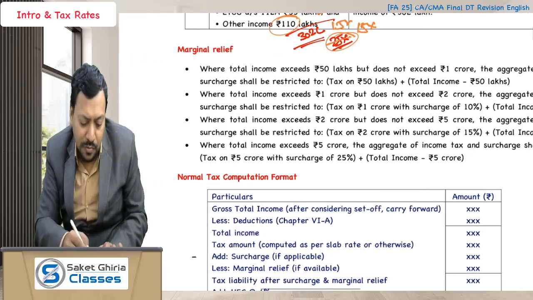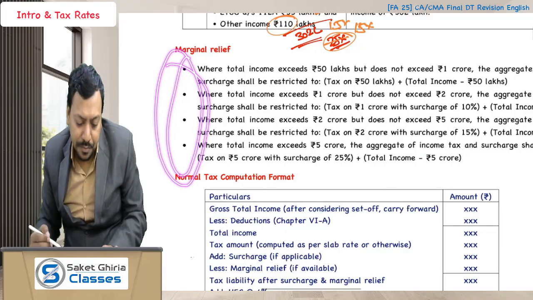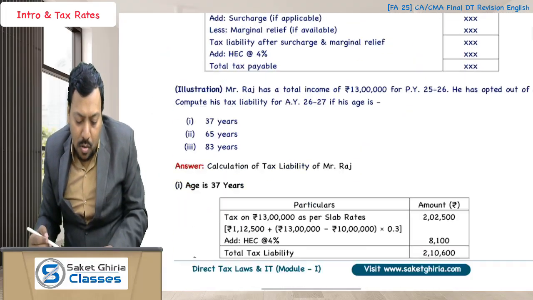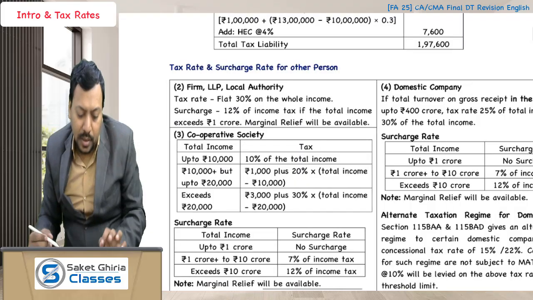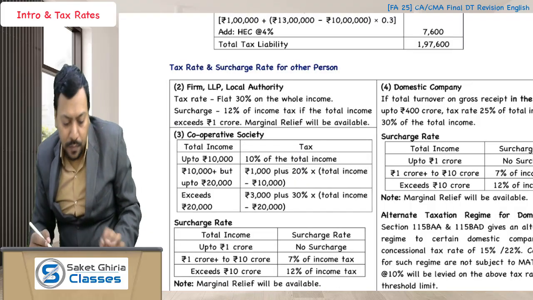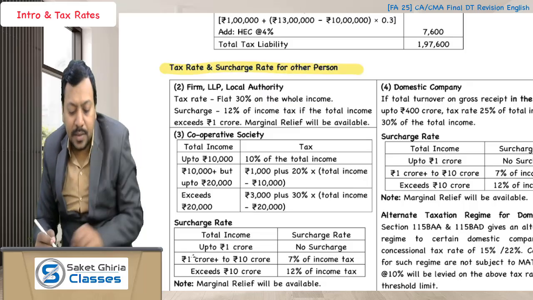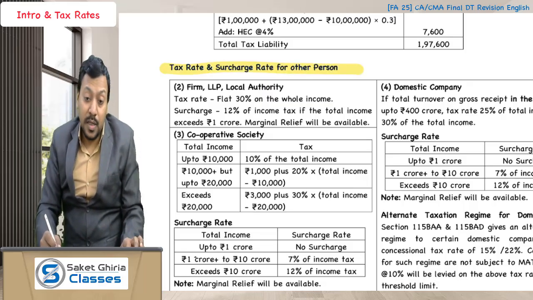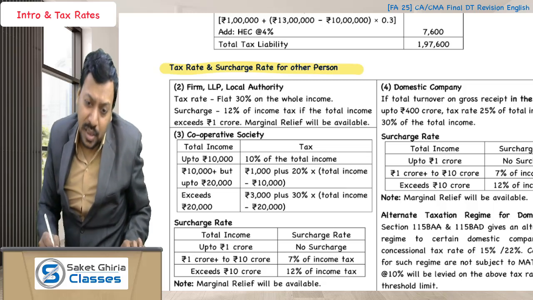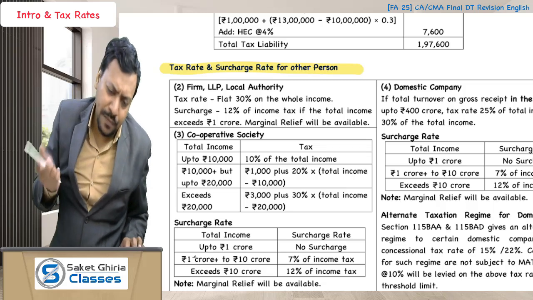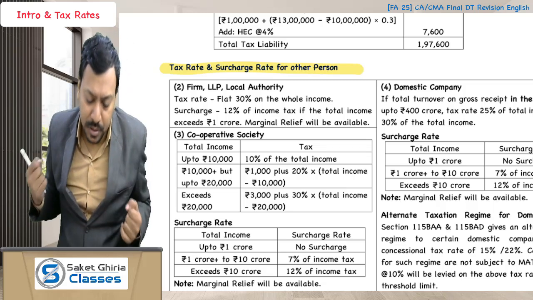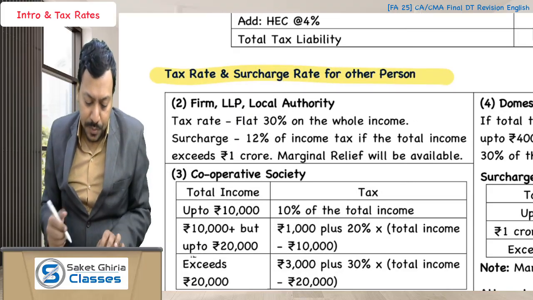So this is the theory. If you want to read the theory, you can. Okay, now we have already taken a lot of time. Now very quickly, tax rate and surcharge rate for other persons. We have already seen the tax rate and surcharge rate for individual, HUF, AOP, BOI, and artificial juridical person. Now it is the time for other persons.